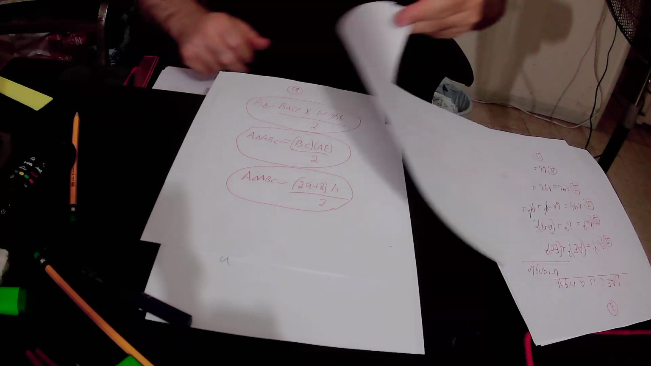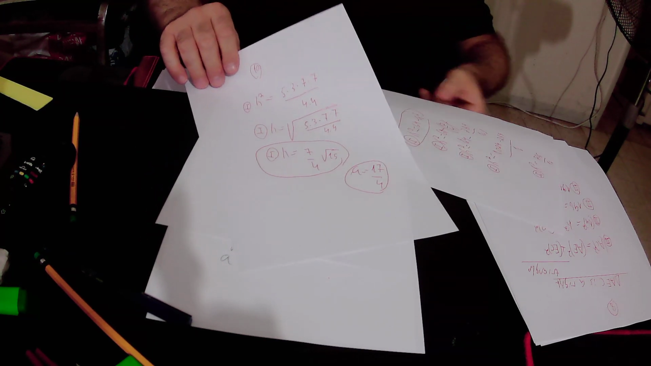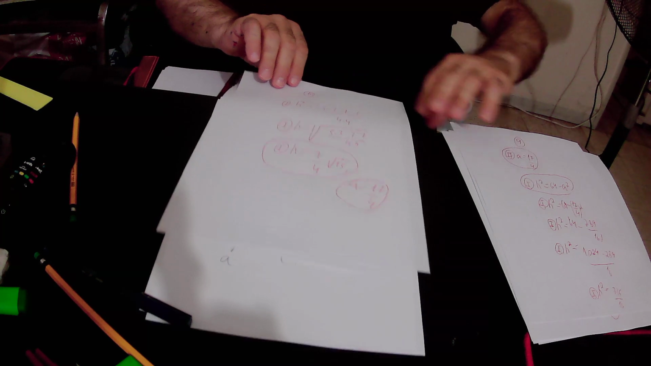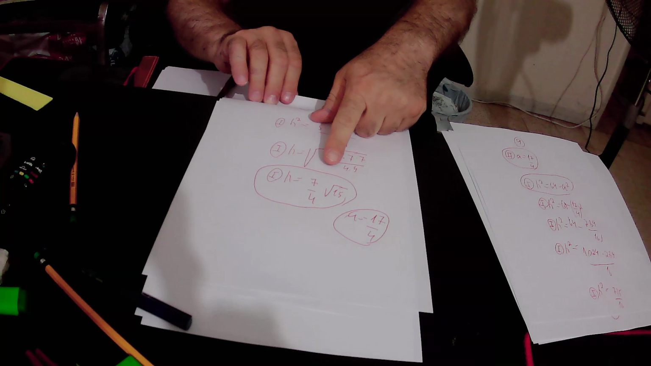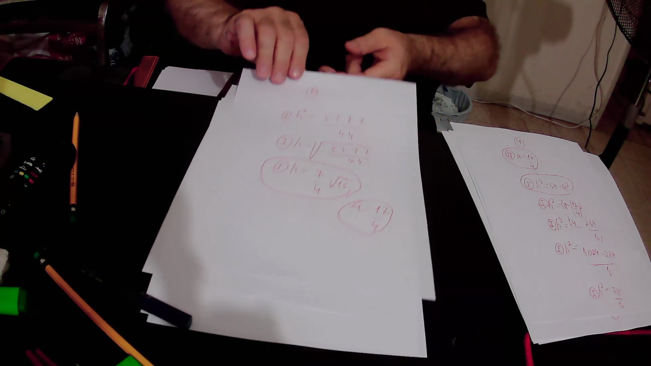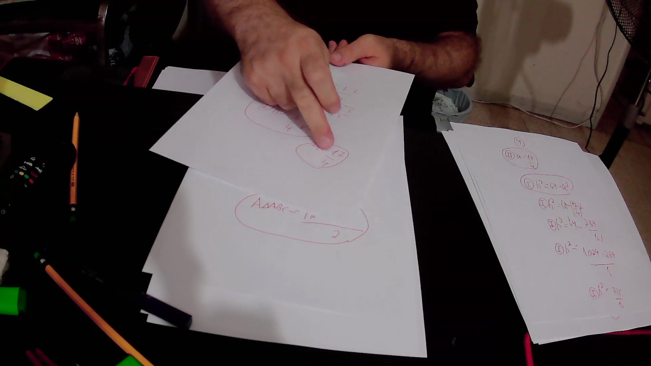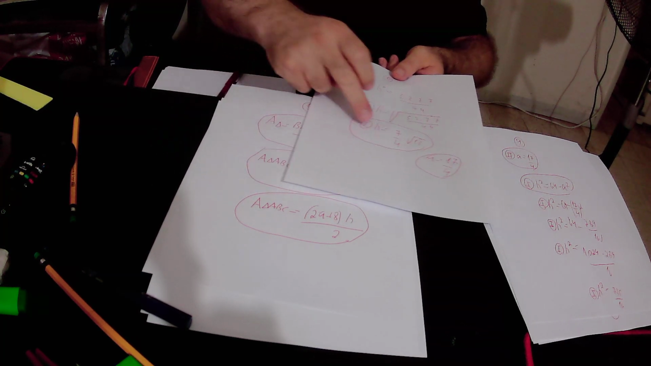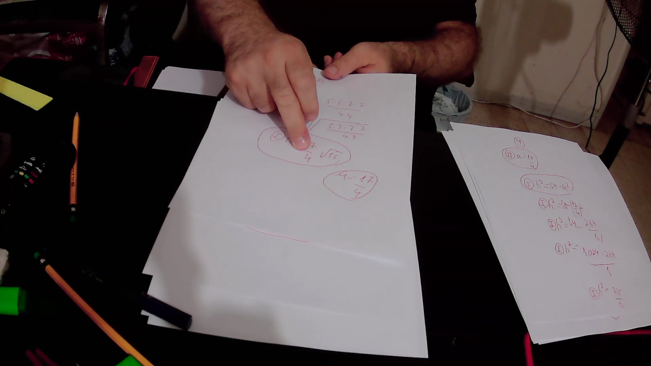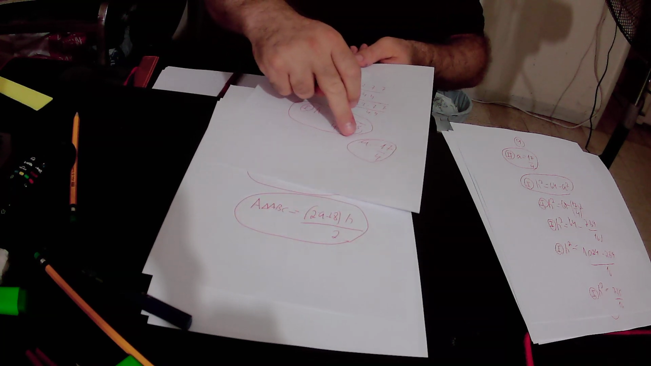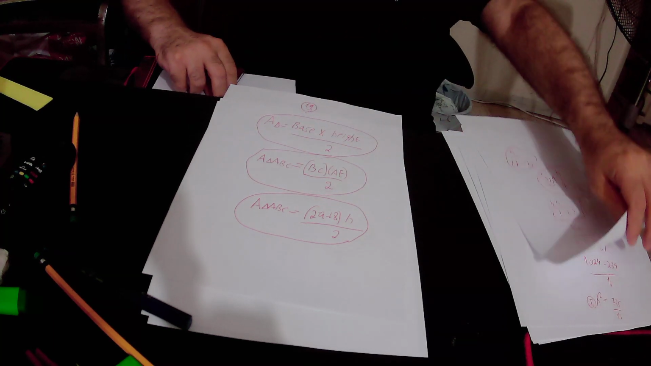But we have already found out that A equals 17 over 4 and h equals 7 over 4 times root 15. So the only thing that is left is to substitute A by 17 over 4 and substitute h by 7 over 4 times root 15. Okay, so we'll do it now.